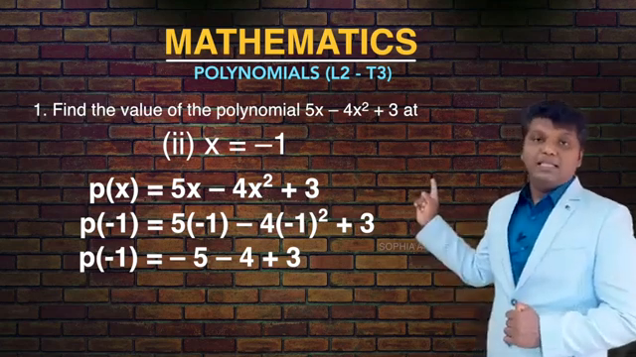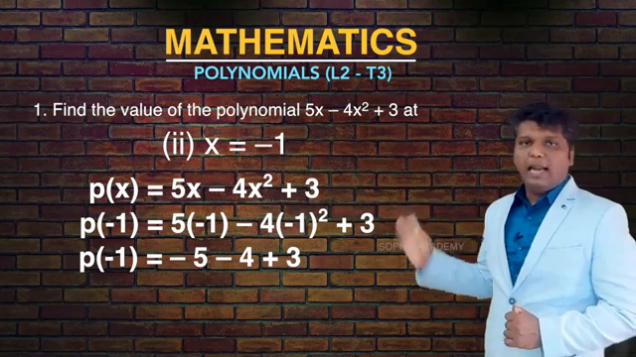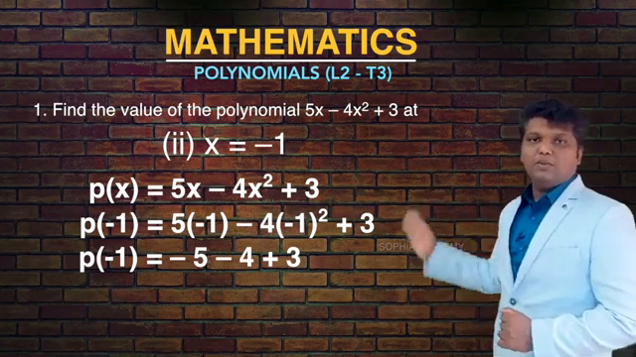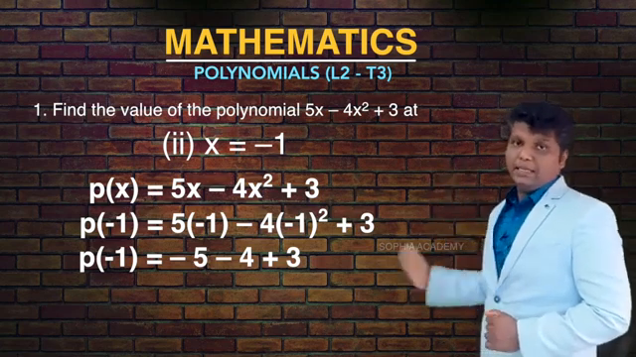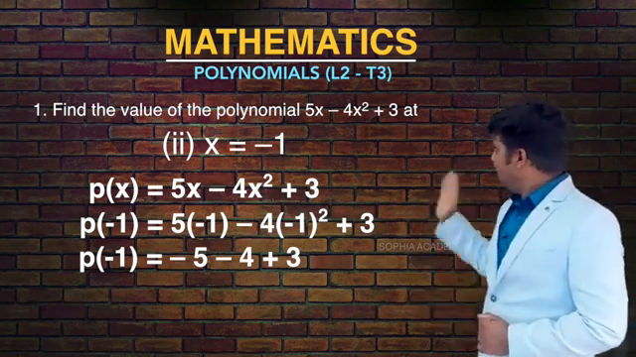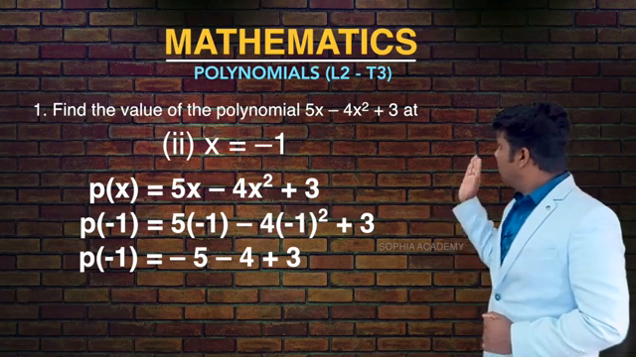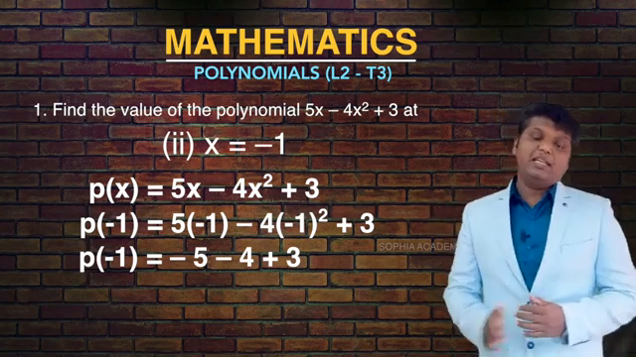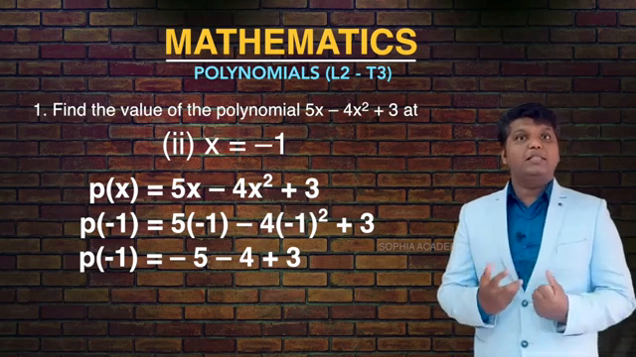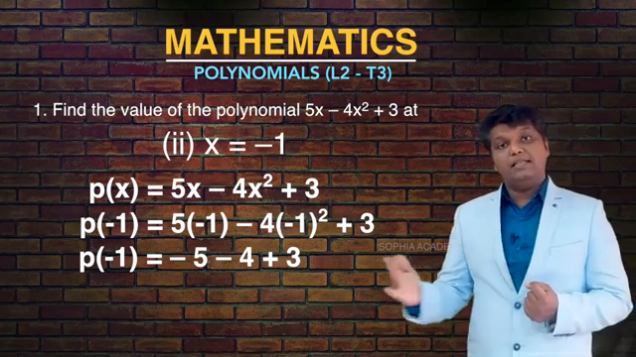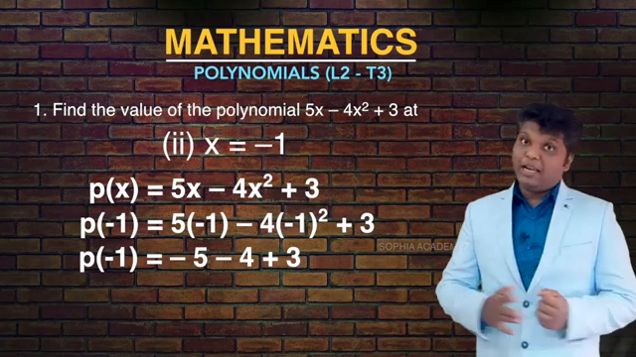So here 2 is an even number, so we can say that the answer will be plus. So minus 1 into minus 1 is plus 1 itself. So minus 4 into 1 plus 3. So we will get minus 5, minus 4, then plus 3. Minus 5, minus 4, both of them are negative. Some students may be thinking that minus minus is plus. No, we can't conclude like that.